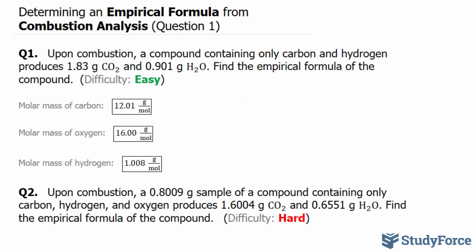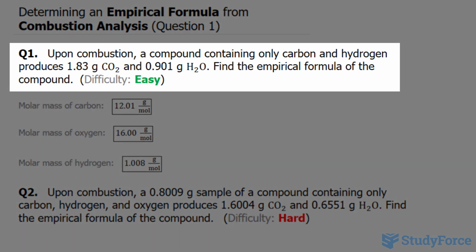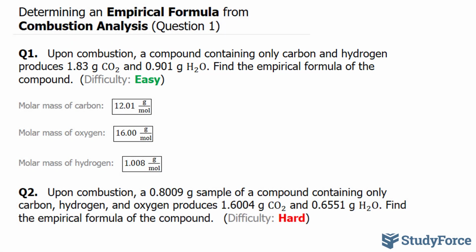In this lesson, I'll show you how to find the empirical formula from combustion analysis. The first question reads, upon combustion, a compound containing only carbon and hydrogen produces 1.83 grams of CO2 and 0.901 grams of H2O. Find the empirical formula of the compound. What we want to do first is find the molar mass of CO2 and H2O.